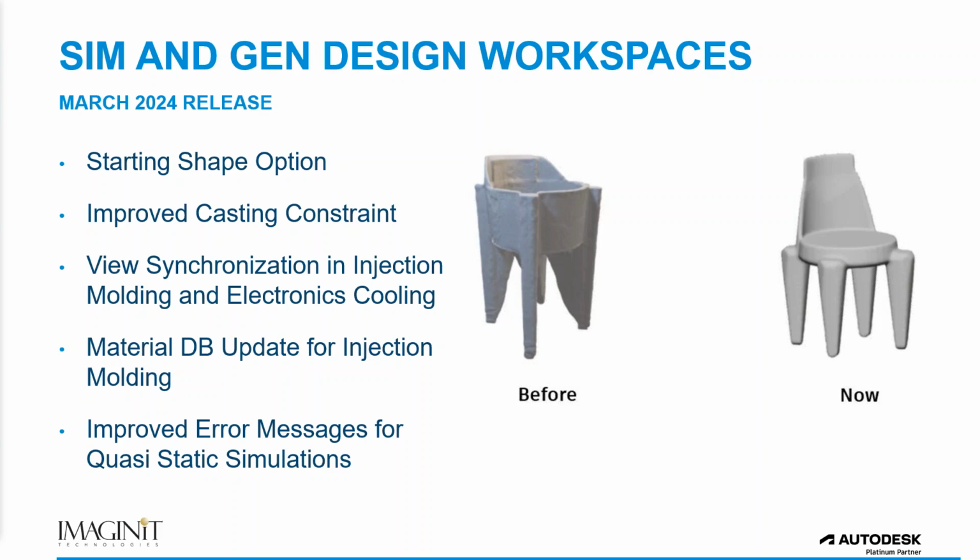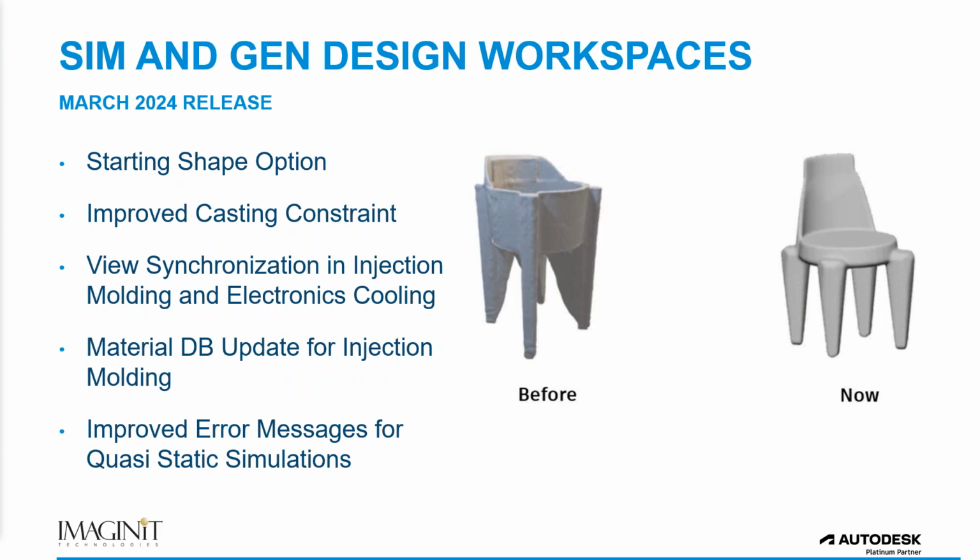Simulation and generative design. There's quite a bit that's happened in here as well. First thing is starting shape option. So this is an option in generative design to auto build a starting shape from an existing design, as opposed to manually drawing or manually modeling up geometry that touches all of your preserves and avoids all your obstacles and this, that, and the other. If you're using an existing design, you can use that as the starting shape now.